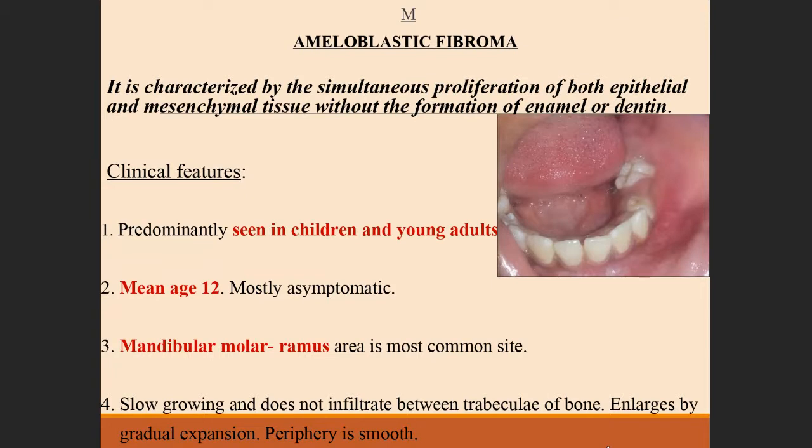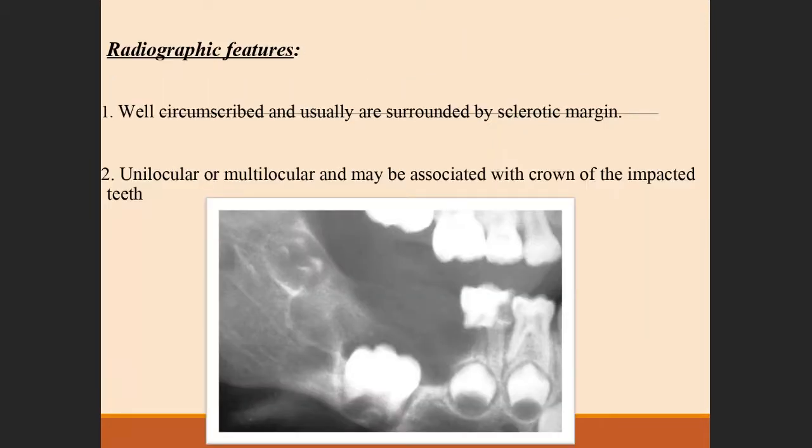Now let's see the radiograph. So it is an osteolytic lesion. There is removal of bone. What can you see under the radiograph? A well circumscribed radiolucent lesion with a sclerotic margin. So here you can see the tooth is impacted. So you can see a multilocular radiolucent lesion associated with the impacted tooth. So in case it is small, it might appear unilocular. Larger ones are multilocular and they may be associated with the crown of the impacted tooth. So this is the radiographic appearance.